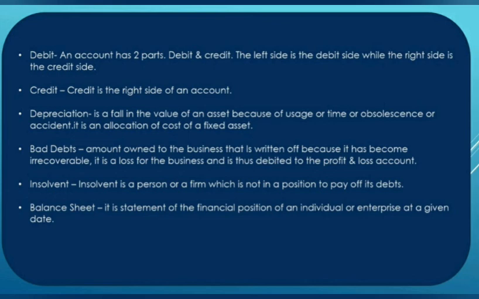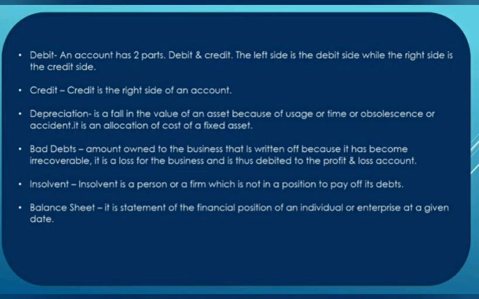Now third is your depreciation. Depreciation is on your fixed asset. It means the fall in the value of an asset. Why is there a fall in the value of an asset? Either that asset has become old or some accident has occurred in the firm which has caused damage to that particular asset. If damage has been caused to this asset, it automatically reduces the value of that asset. Okay, so depreciation is on your fixed assets.